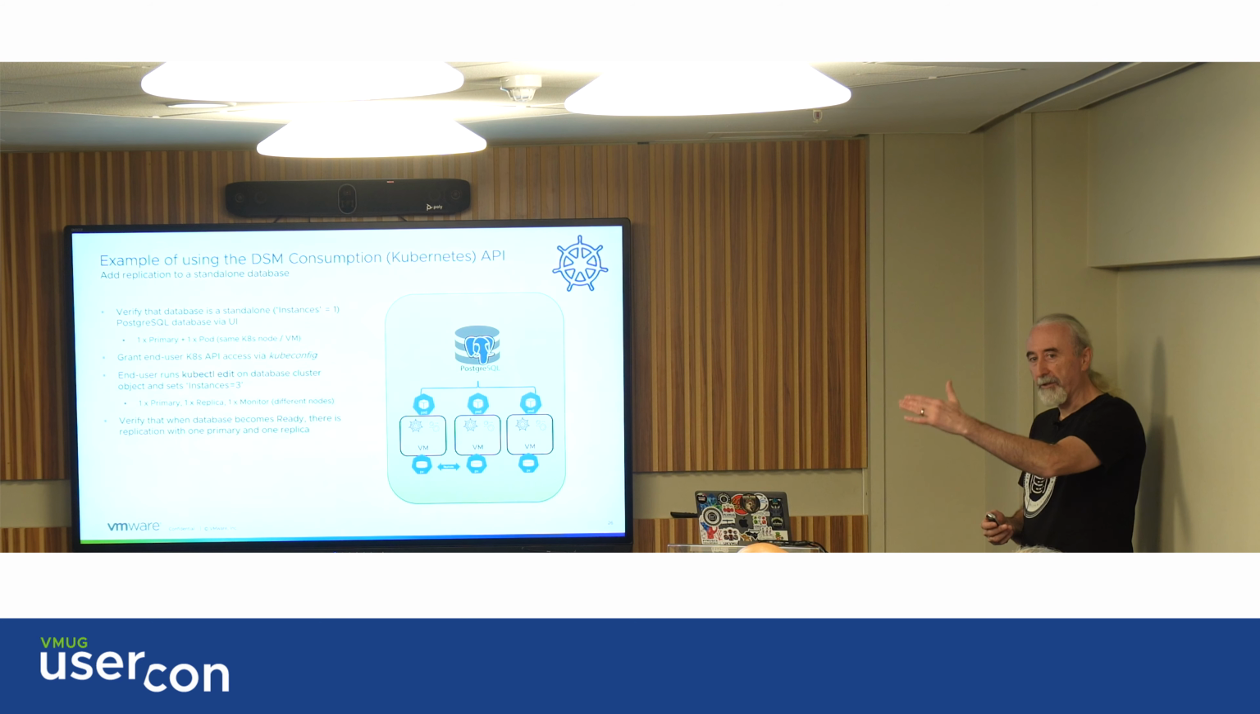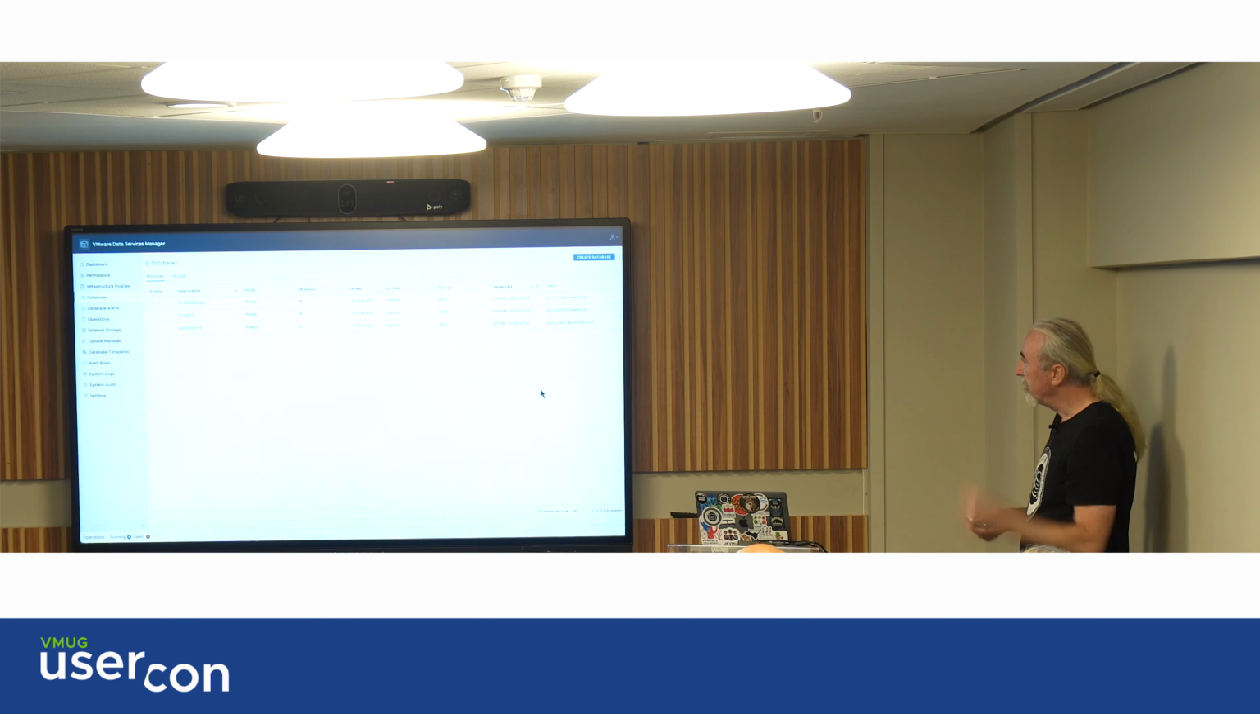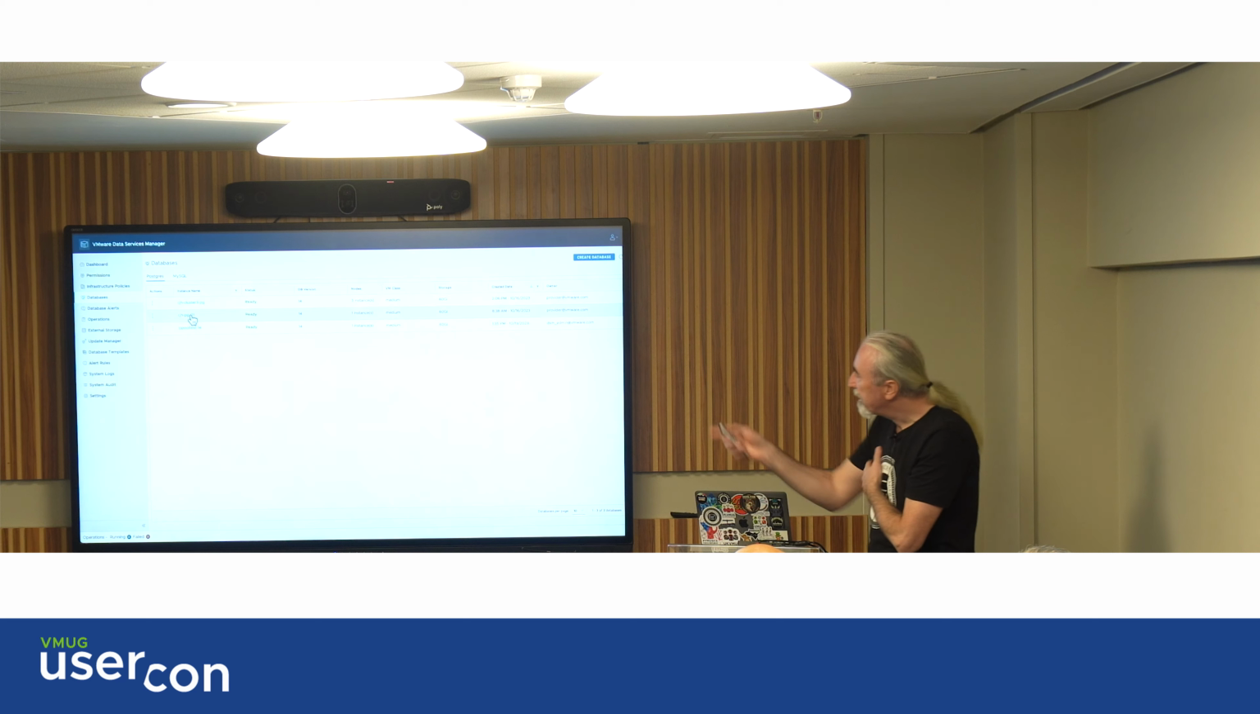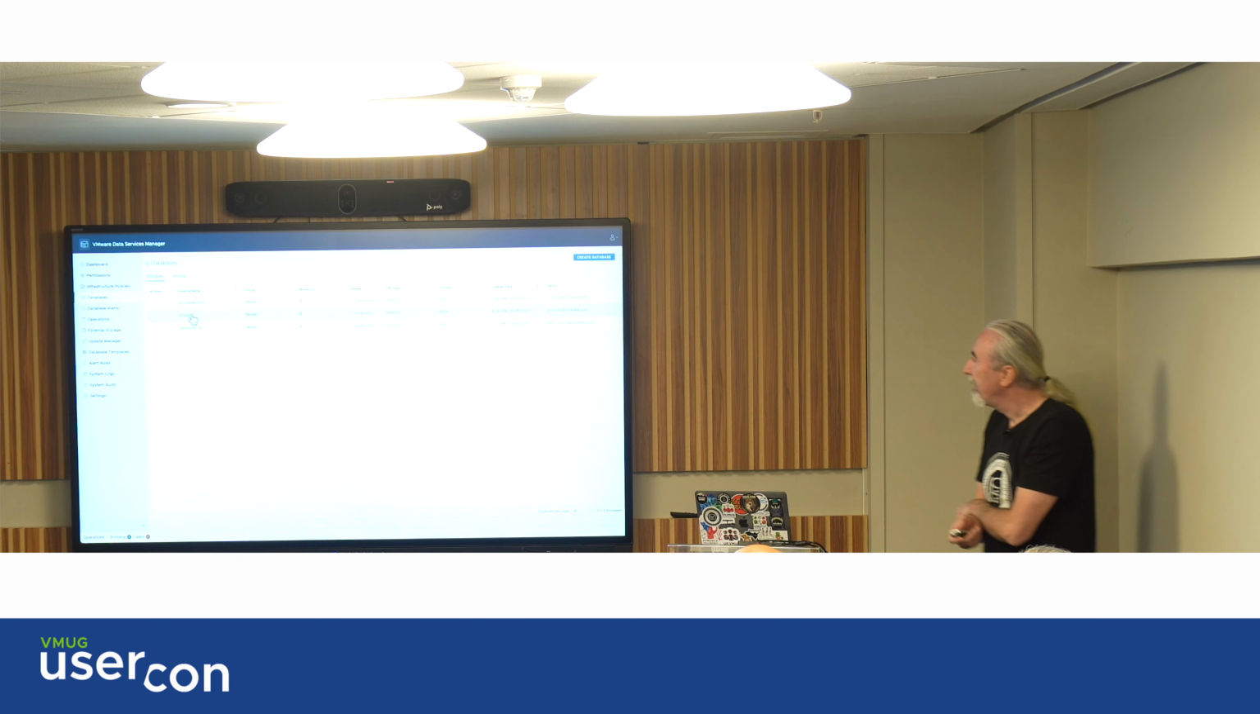And all we're going to do is use the Kubernetes API. We're going to retrieve the manifest for that database, and we're going to modify the manifest, reapply it, and off we go. So again, if you can see it here, there's a database. It's got one instance, or one node, I should say, associated with it.